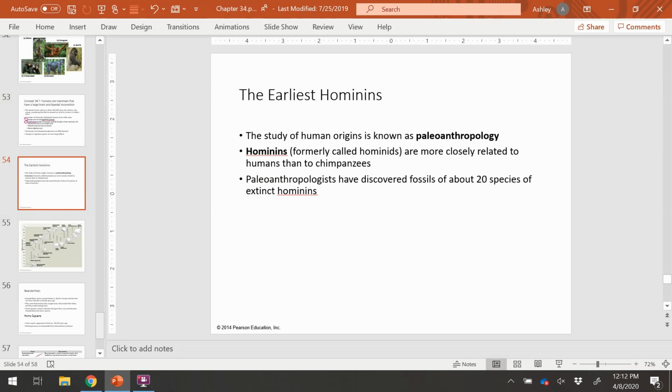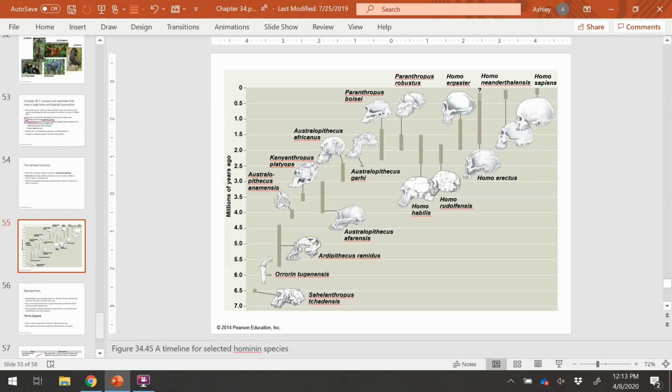So the study of human origins is known as paleoanthropology. So paleo coming from fossil, anthro meaning human, pology, the study of human origins. Hominins refers to any species that's more closely related to the Homo sapien than to the chimpanzee. And so there are about 20 species of extinct hominins that are shown here. So it's obviously not the human species in terms of Homo sapien, but it can get close, somewhere between chimpanzee and Homo sapien.